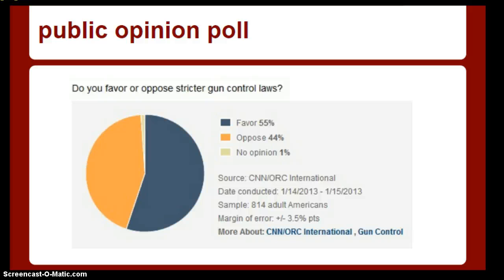And as an example, here's a public opinion poll. So we take what's called a poll, which is to get a measurement of how people feel about something. So this is a public opinion poll with the question of, do you favor or oppose stricter gun control laws? And you can see measurement here in blue, 55% favor, in orange, 44% oppose. And so this would be a tool that we would use to measure what public opinion is. And you can see that this is a poll from early 2013.